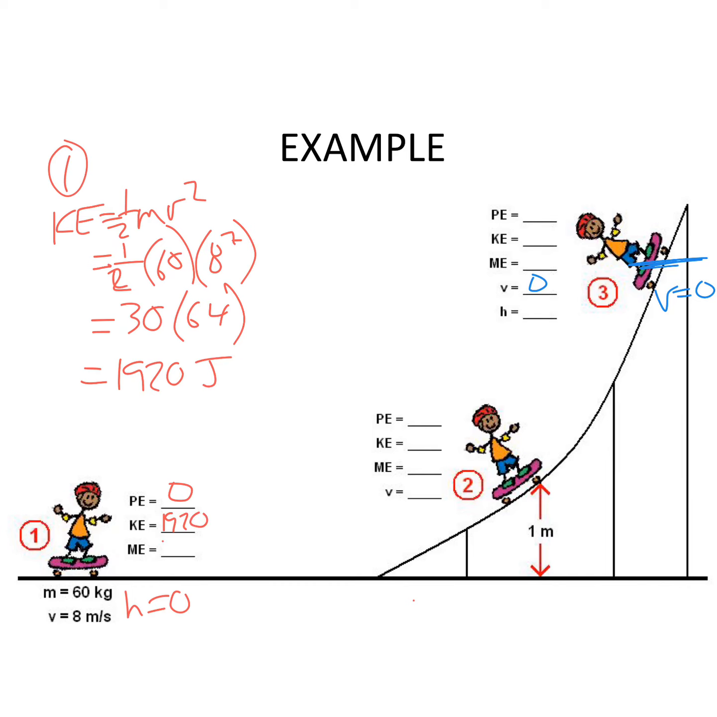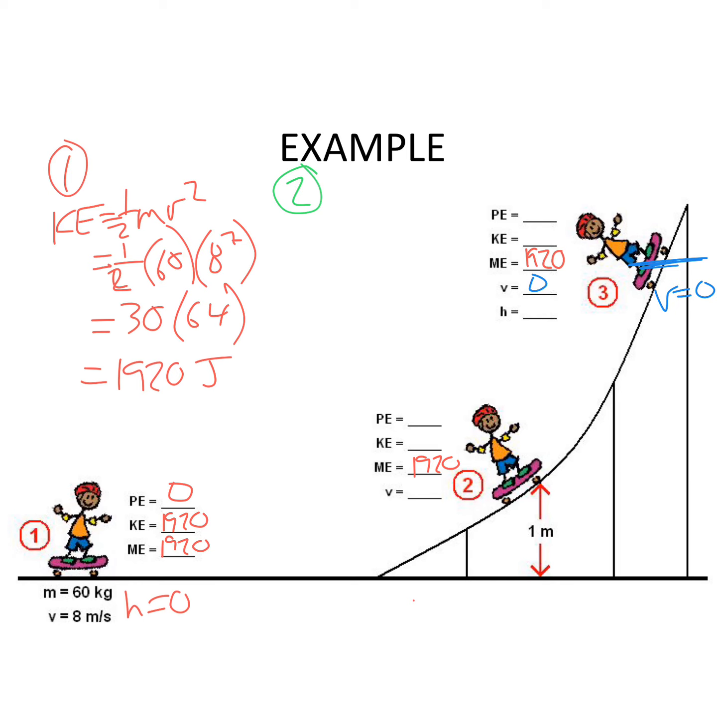So what I know then is my mechanical energy is 1,920 because it's the combination of potential and kinetic. Now what I can then do is say my mechanical energy here is 1,920. I can say my mechanical energy at the very top is 1,920 because that doesn't change, it stays the same. Okay, great. Let's go to position number 2. We'll do that in green.